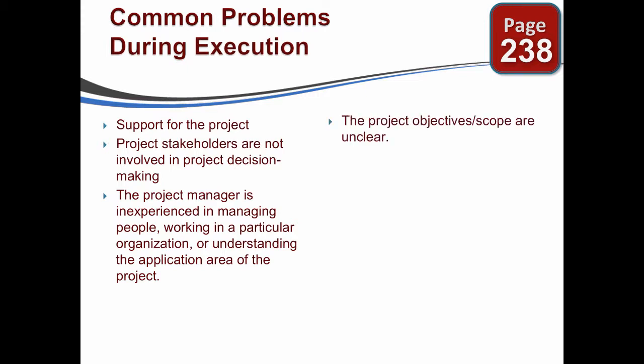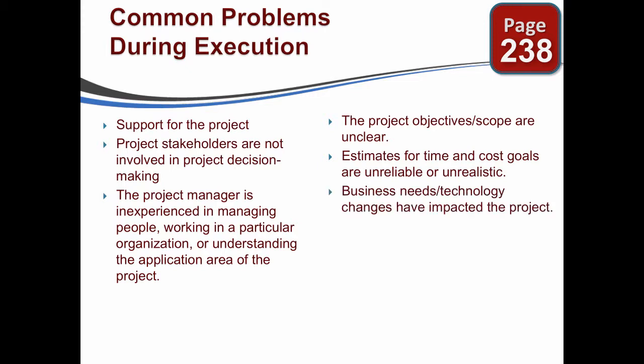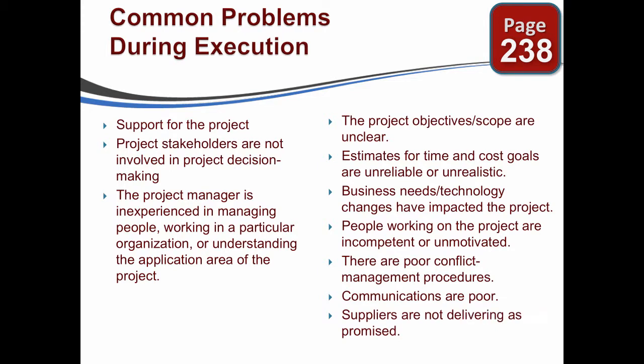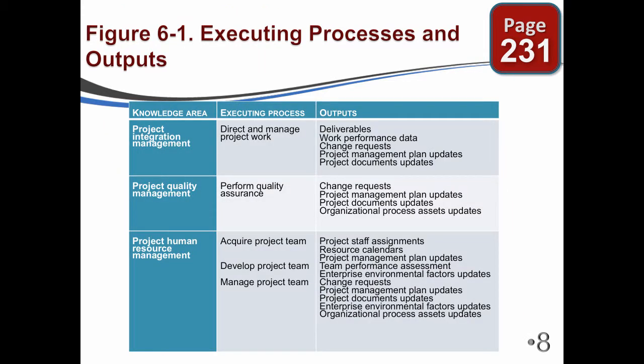The project objectives and scope are unclear. Now you know why that is so important when you do your charter. Estimates for time and cost goals are unreliable or unrealistic. Business needs or technology changes have impacted the project. That can be both positive and negative. People working on the project are incompetent or unmotivated. There are poor conflict management procedures. Communications are poor. We're going to address that in detail. Or suppliers have not delivered as promised. Here are the executing processes and their outputs.